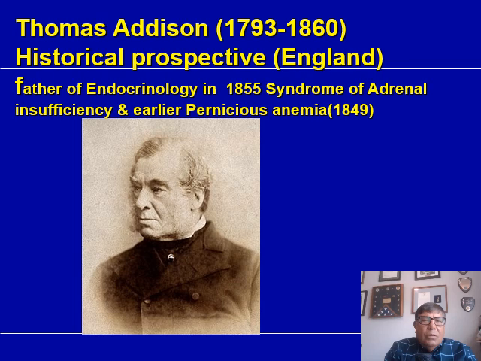Thomas Addison was born in London, England, and many consider him the father of endocrinology. He was born in 1793. In 1855, he described a syndrome which we call Addison syndrome. Dr. Addison had a patient, a lady, who was severely anorectic, losing weight, with asthenia, anemia, as well as severe hypotension.